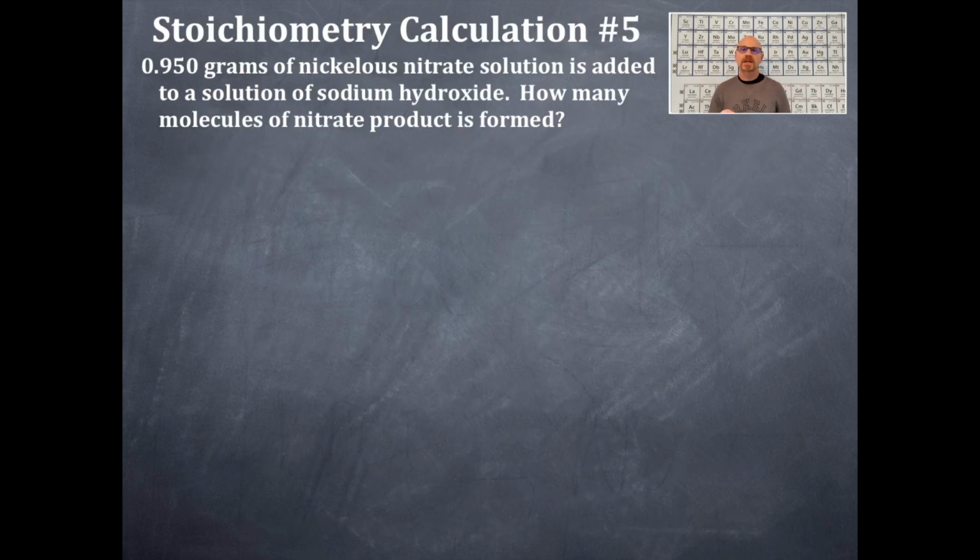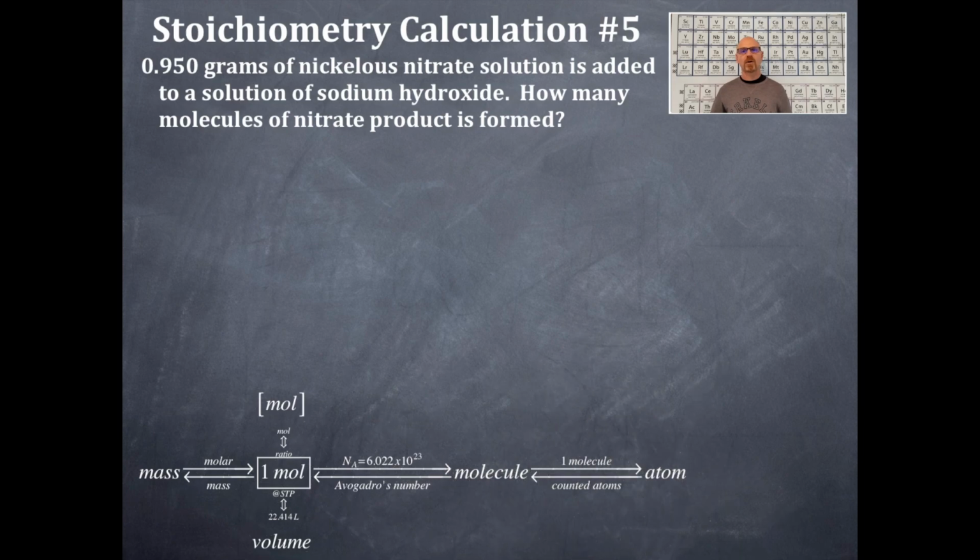So our problem here is the following. 0.950 grams of nickel nitrate solution is added to a solution of sodium hydroxide. How many molecules of nitrate product are formed? So the first thing we got is our flow chart all the time. We're going to have that handy with us.